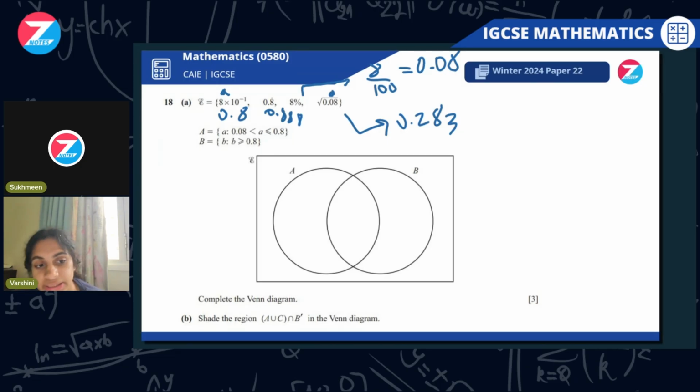So now we're going to look at the values that belong to B. They all have to be greater than or equal to 0.8. So we know this one does belong to B. We can write B over here. And this one does not belong to B. It's not greater than 0.8. This one does not belong to B.